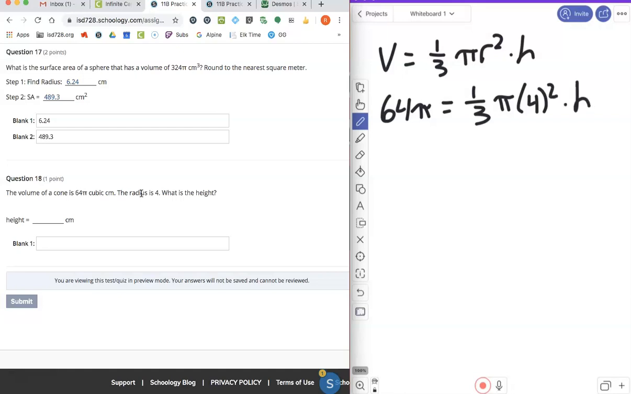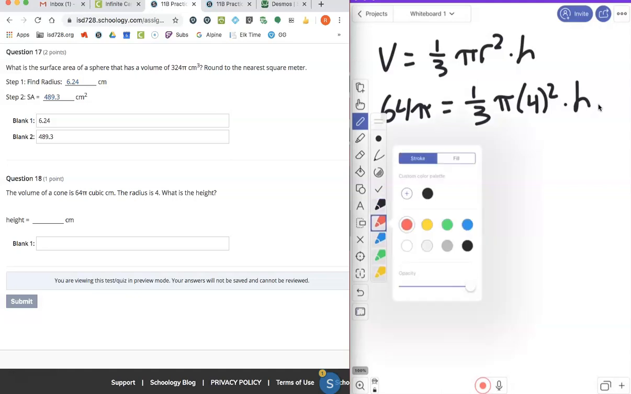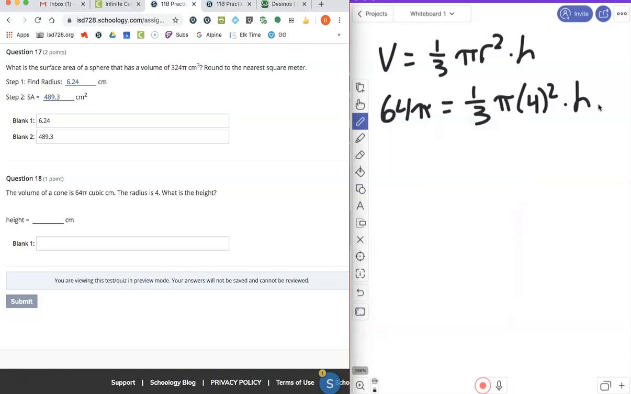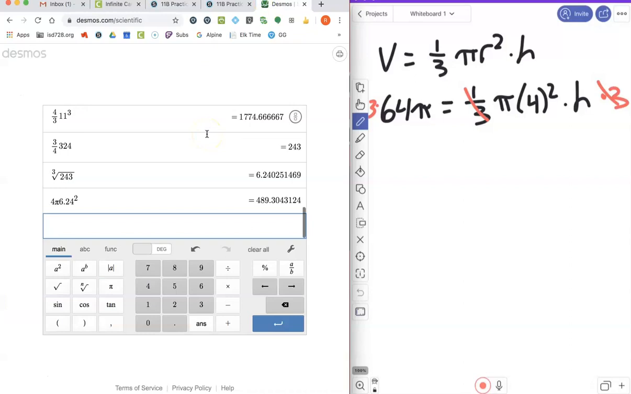So we have a bunch of numbers on the left and right. We have one letter, which is h. We can solve for h. Not so bad. So the way to get rid of a 1/3 is to multiply both sides by its reciprocal, which is 3. 1/3 and 3 will cancel. So we have 64 times 3, which is 192. I'm also going to do the 4 squared in this step, which is 16.